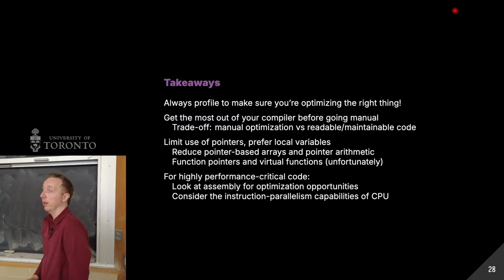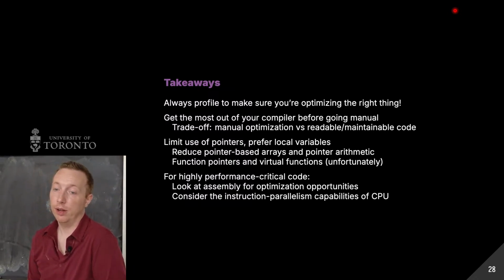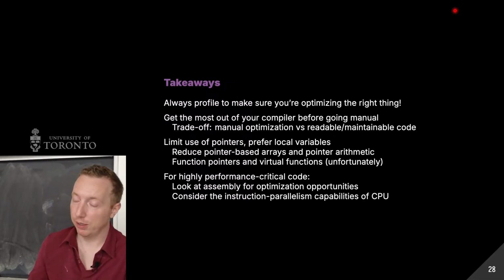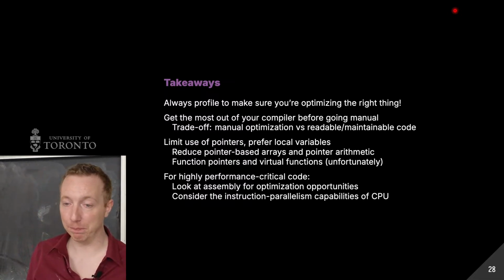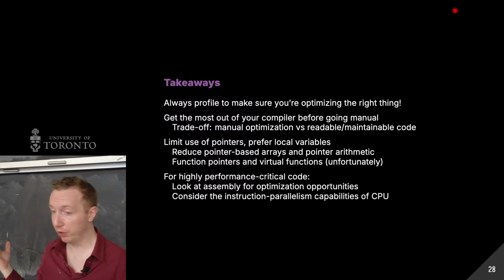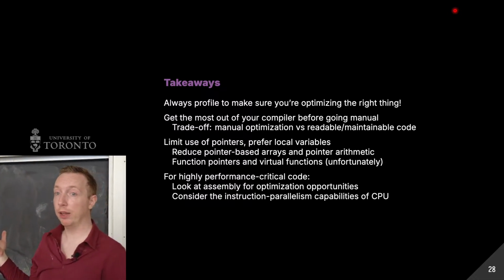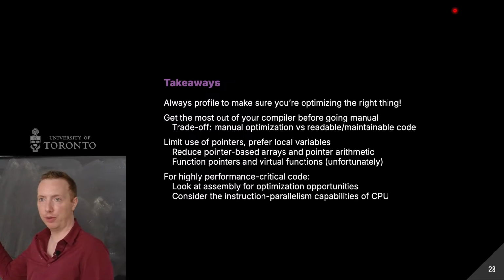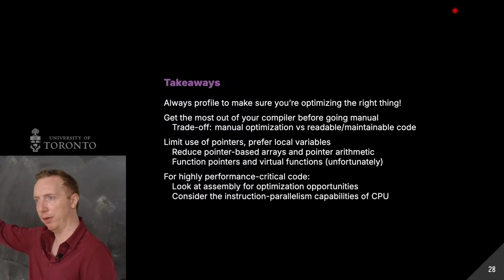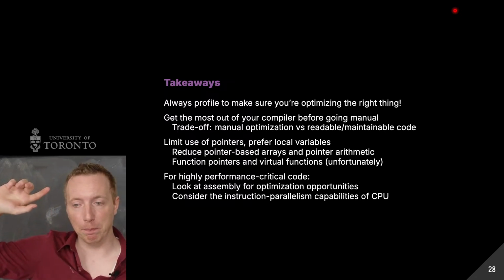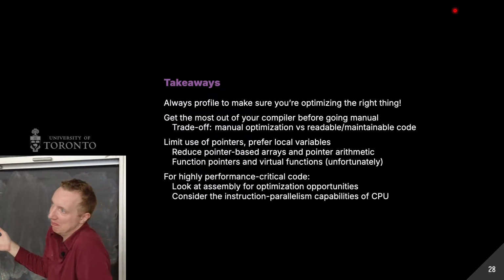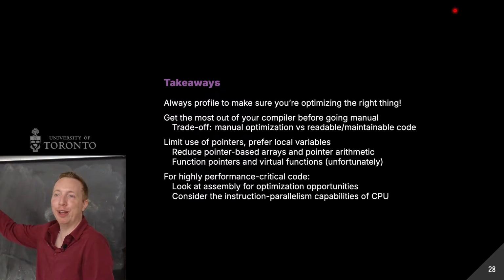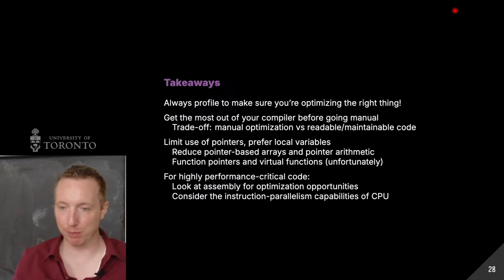So more takeaways. Always profile, make sure you're optimizing the right thing, right? We made things really, really unreadable. First, it's good to get the most out of your compiler before going manual. I'll try and show you some more tricks we can do that would have saved us a bit of time here, if they work. Before actually going manual, because whenever you go manual, you inevitably create some fairly unreadable code.